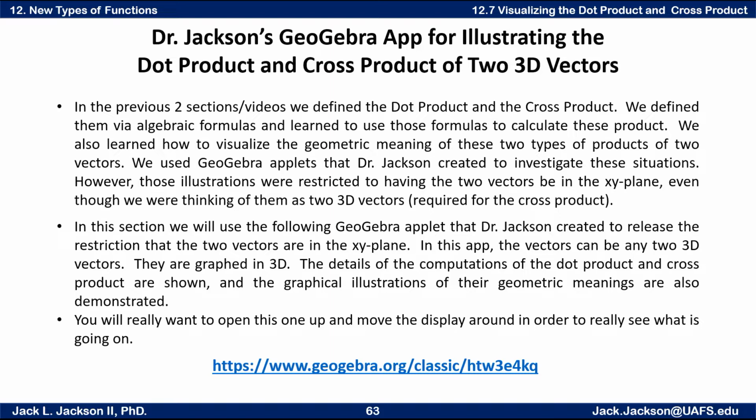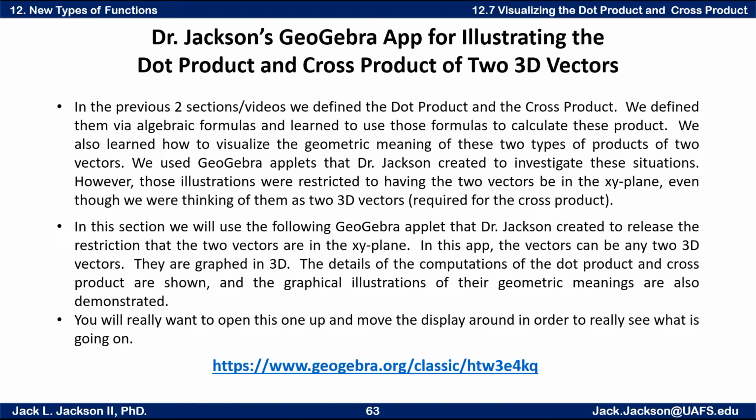However, those illustrations were restricted to having the two vectors in the XY plane, making it easier to see what was going on, even though we were thinking of them as two 3D vectors, which of course is required for the cross product. In this section, we will be using the following GeoGebra applet. You see the link to it below, that I created to release the restriction that the two vectors are in the XY plane. In this app, the vectors can be any two 3D vectors, and they're graphed in 3 dimensions.